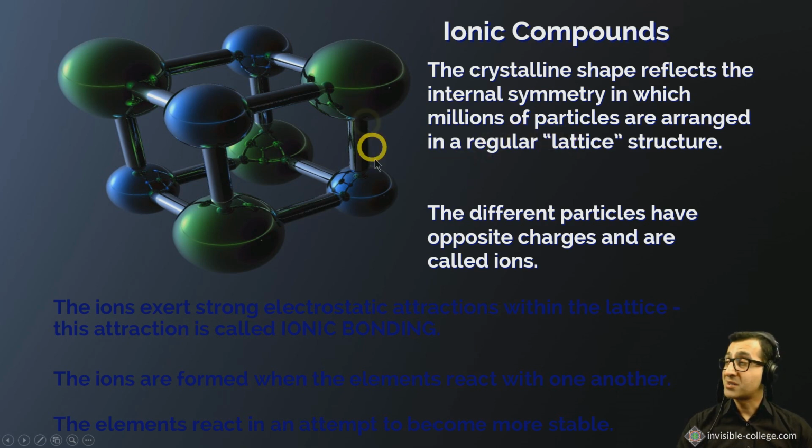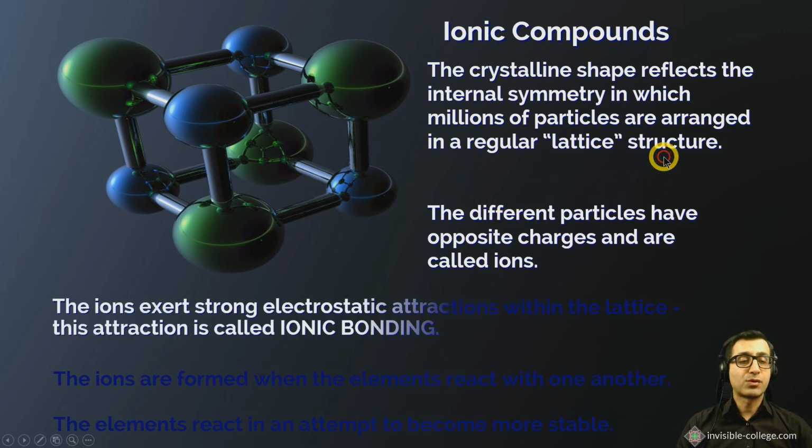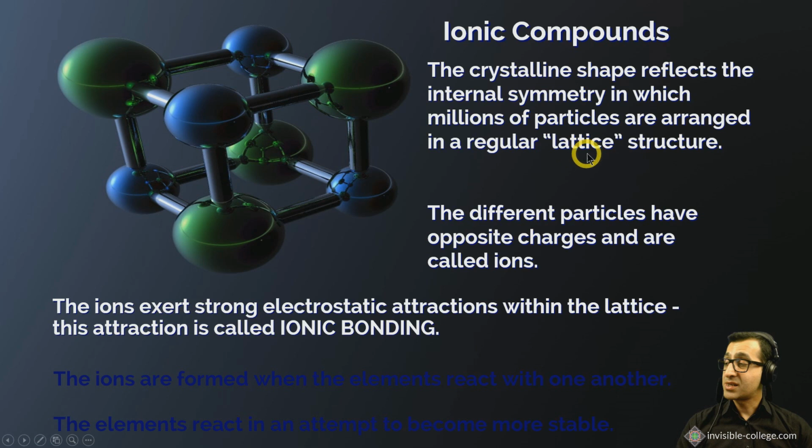So the different particles in the lattice do have opposite charges, and again these are referred to as ions. Now, because they are oppositely charged, they exert strong electrostatic attractions between each other, and this attraction is called ionic bonding. So electrostatic attractions refer to forces of attraction between oppositely charged particles or oppositely charged objects.